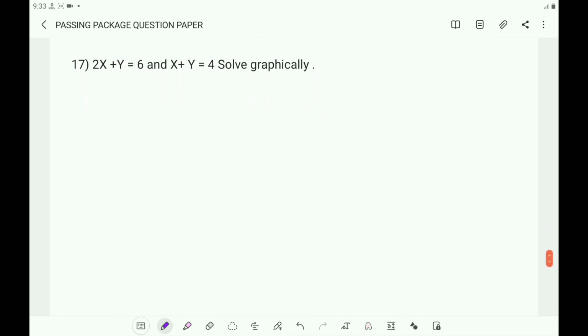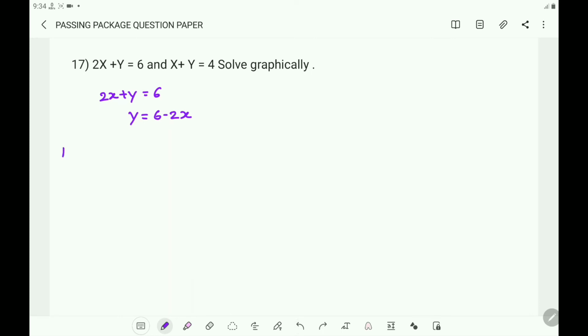You take the 17th question. 2x plus y equals 6 and x plus y equals 4. So you take the equations here. 2x plus y equals 6. Then you express this as y equals 6 minus 2x. Express this equation in terms of y. Now you take a convenient value for x and get the corresponding value for y.